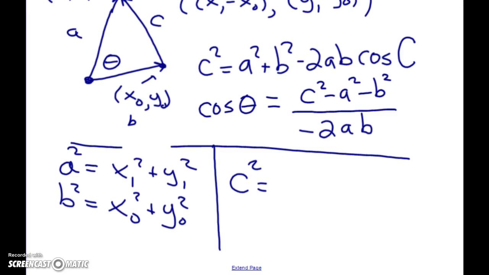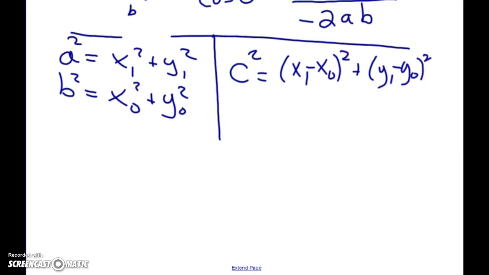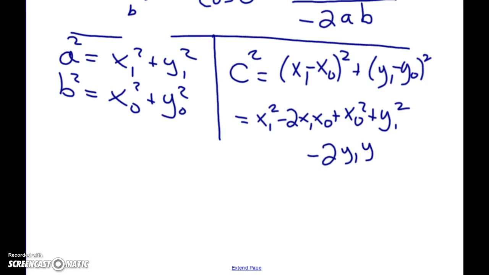And what's C squared? It's x1 minus x0 squared plus y1 minus y0 squared. Okay? So, C squared is going to be x1 squared minus 2x1 x0 plus x0 squared plus y1 squared minus 2y1 y0 plus y0 squared.